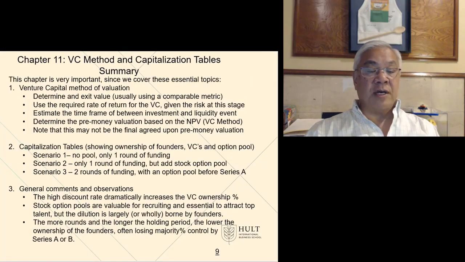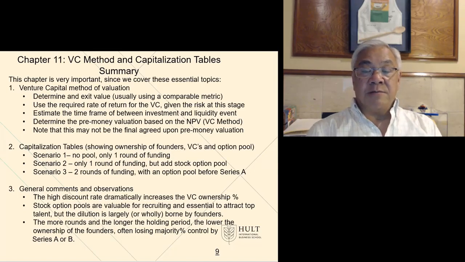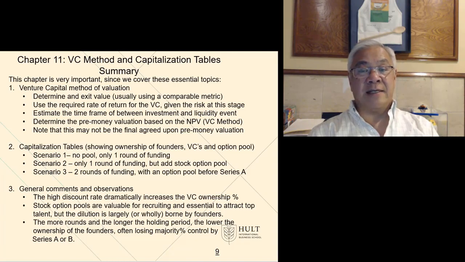So summarizing chapter 11, it's very important because we covered the essential topics of the venture capital method and the derivation of cap tables through multiple rounds and through the provision for an option pool. The capitalization tables are quite simple for the first scenario. There's no pool, no additional financing. So it looks like a pretty straightforward application of the VC method. Scenario 2 was more complex because the money for the pool is set aside all from the founders' share. And that's because by the term sheets, the venture capitalists will make the founders fund the option pool prior to their entry into the ownership.